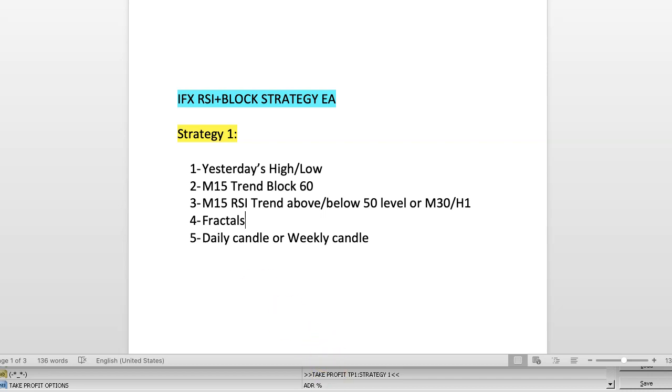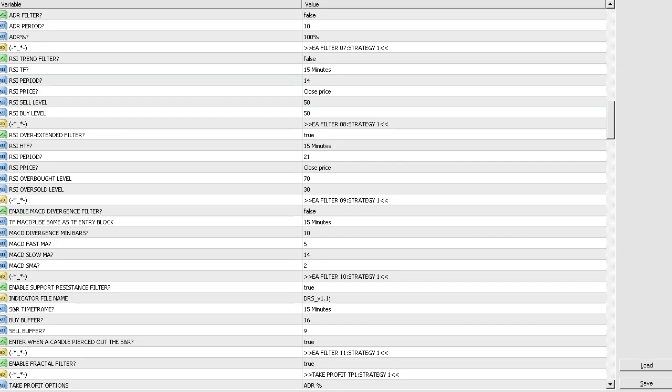Okay, so the first thing that we're going to go over right now is the 2 changes that I have made on the EA. Okay, so the first one that I really want to go over with you is, well, very simple. We have right over here the RSI filter, RSI trend. Okay, this is filter number 7. So this was changed. Before, it used to be higher time frame moving average, but now it's going to be an RSI trend filter. And then filter number 8 right over here is going to be the overextended RSI.